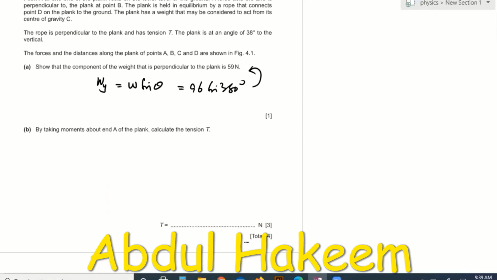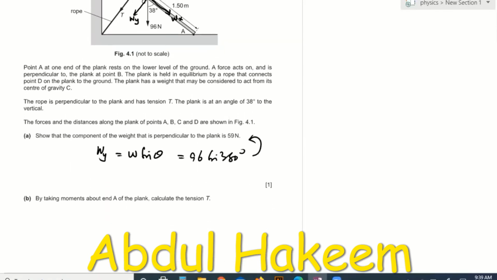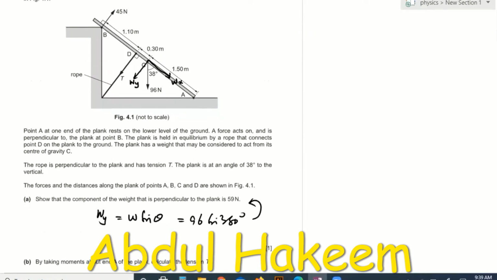By taking the moment about the end A, calculate the tension. Look, this is the pivot. Now this Wx is passing through the pivot, so it has no turning effect. This Wy has turning effect. This T has turning effect. This 45 has turning effect. So clockwise, just 45. Anti-clockwise, there are two forces.